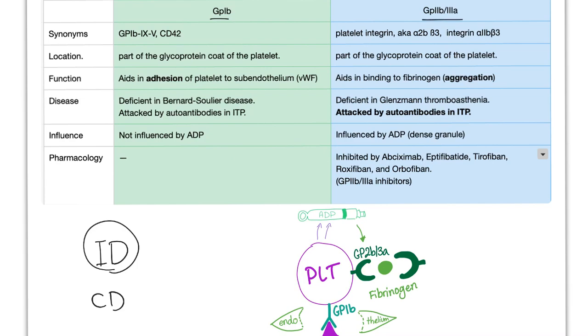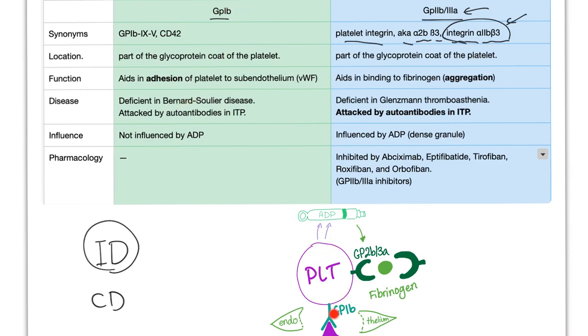Okay, how about GP2b3a? It's also known as platelet integrin. It's also known as integrin alpha-2b beta-3. This is the new name. GP2b3a is the old name, but they both go. Location: GP1b is part of the glycoprotein coat of the platelet. Fine, GP2b3a, same thing, part of the glycoprotein coat of the platelet.